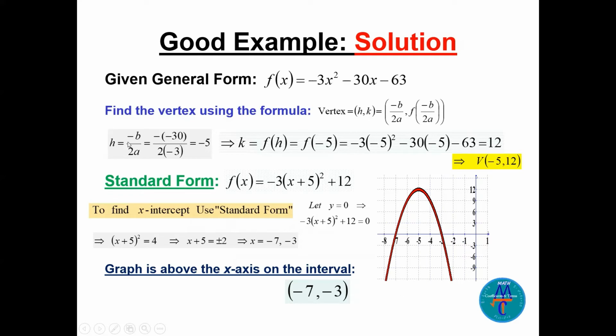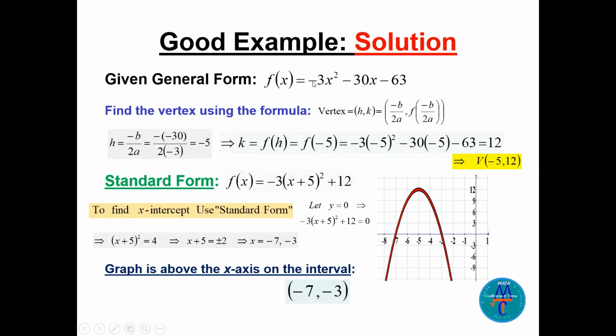Let's look at the vertex. Minus b over 2a, this is h: minus b over 2a, minus 30. See, this is the minus 30, whole is b, divided by 2 times minus 3. So you cancel the minus here, divide by 3, divide by 2, you get minus 5. That's h. Now, k will be f of minus 5. You replace minus 5 inside the function here. See all this, you get 12. So minus 5 and 12 is the vertex.